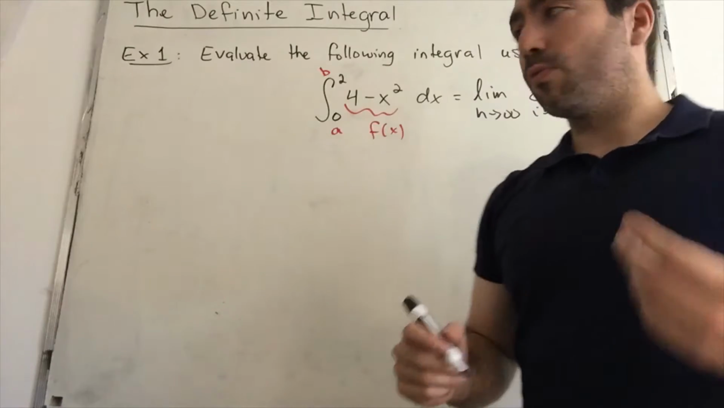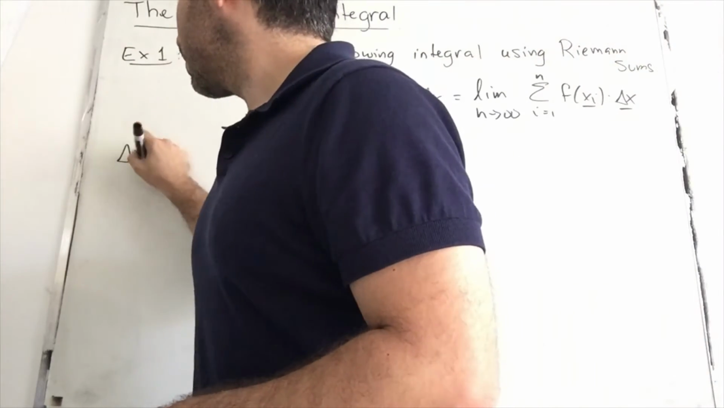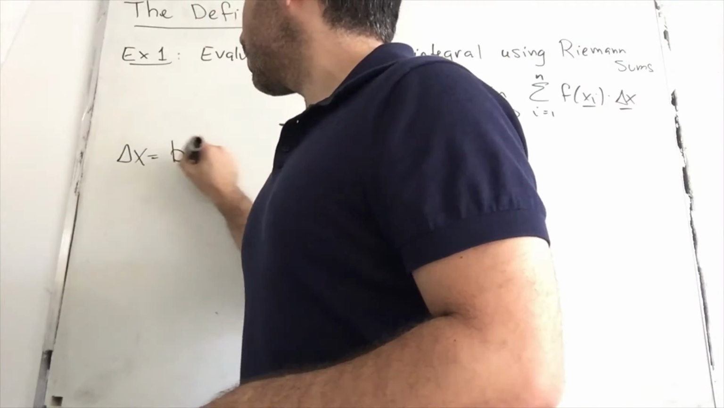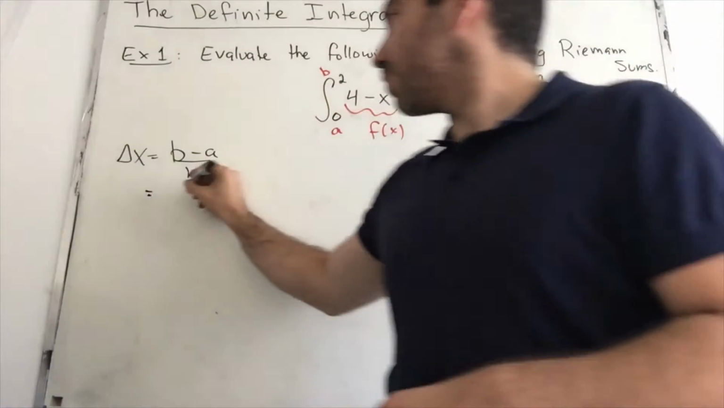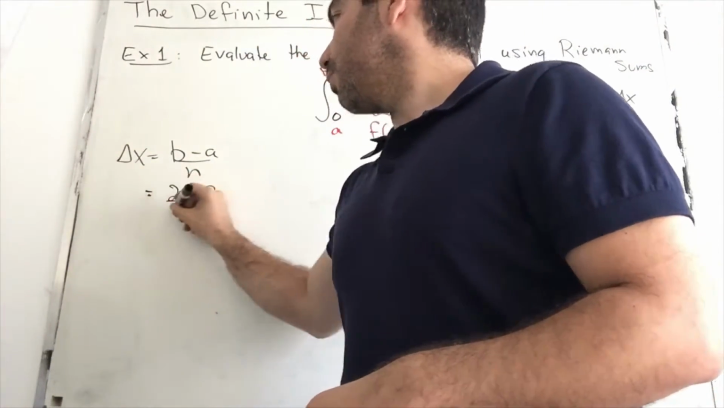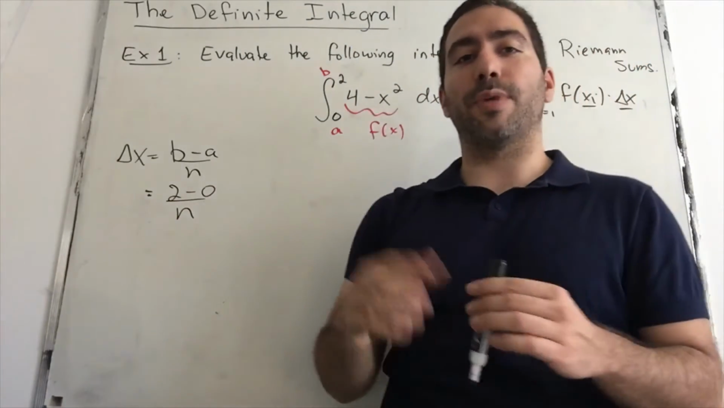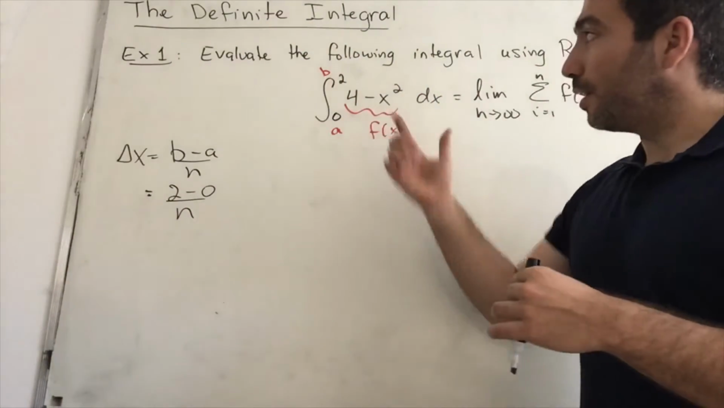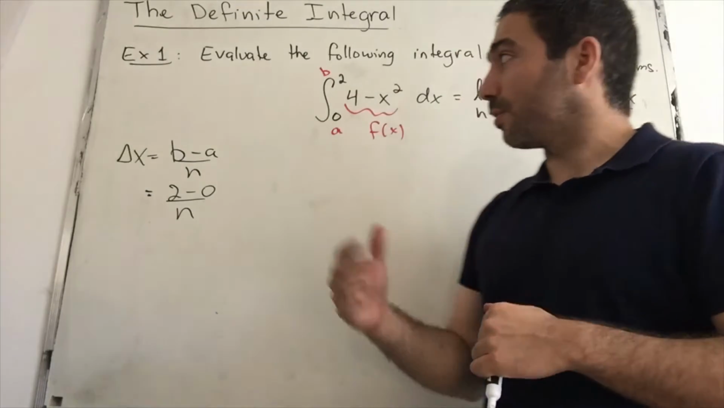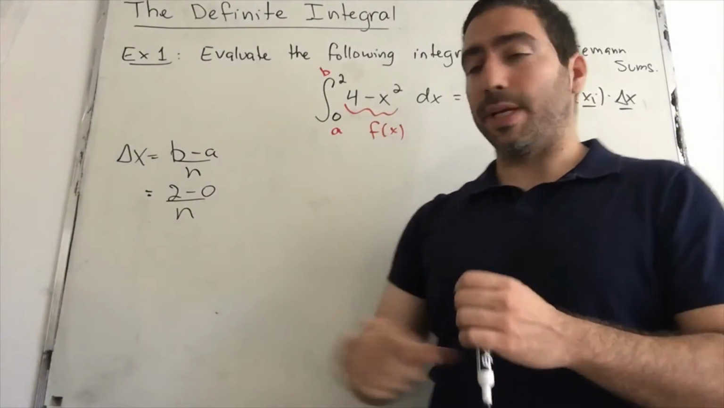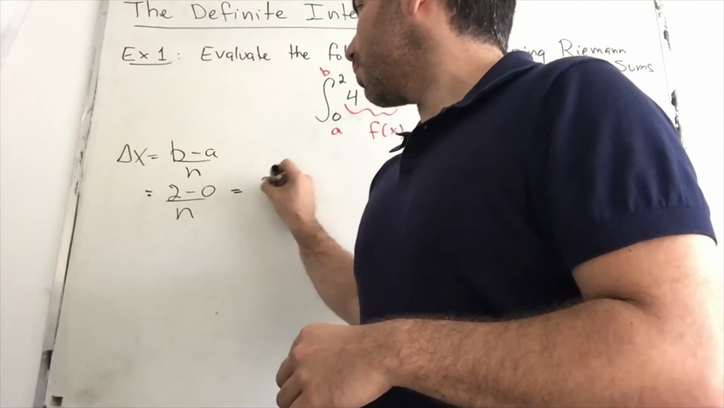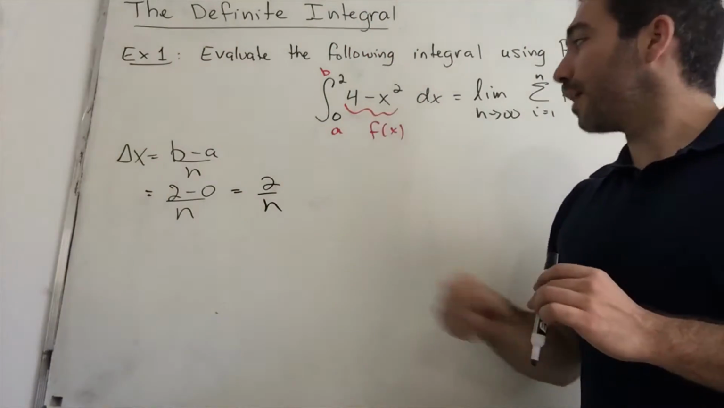How do we do this? Well, we know the formula for delta x: delta x equals b minus a over n. So we know b is 2 and we know a is 0. So we have 2 minus 0 over n, and we don't know n. They didn't tell us how many rectangles they wanted us to partition this integral into, to estimate the area under the curve. So since they didn't give us the number of rectangles, we assume it to be n, and delta x is equal to 2 over n. Okay, so delta x is done.